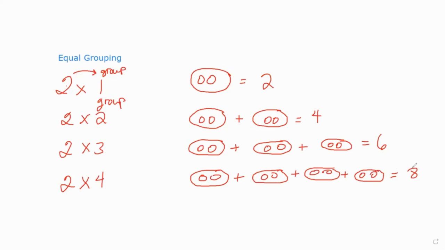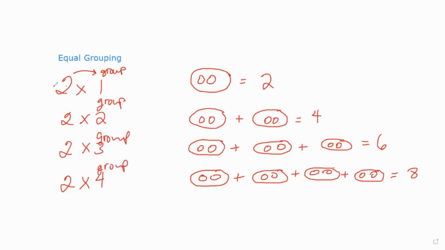Okay, so 2 times 1 is 1 group of 2s. Okay, 2 times 2 is 2 groups of 2s. 2 times 3 is 3 groups of 2s. 2 times 4 is 4 groups of 2s. And remember, I said it's commutative, so you can switch the numbers around.